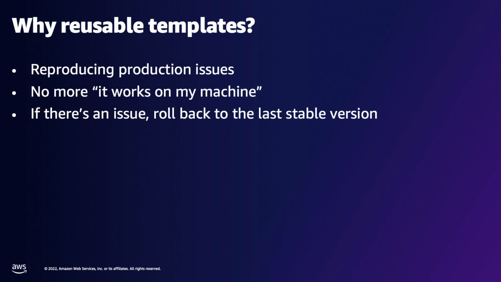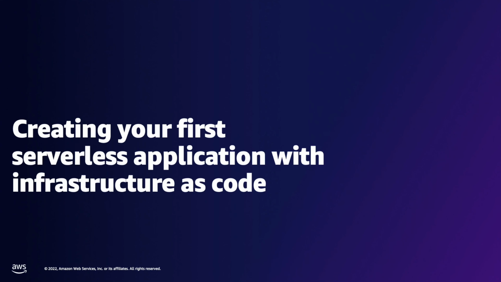So again, when I was a test engineer, so many times I'd find issues in production, and then I would send them to the dev team, and they wouldn't be able to reproduce the issues. So they would say, oh, it works on my machine. But with templates, you have one source of truth. You have this one central authority that is the SAM template. And if there is an issue, you can roll back to the last stable version.